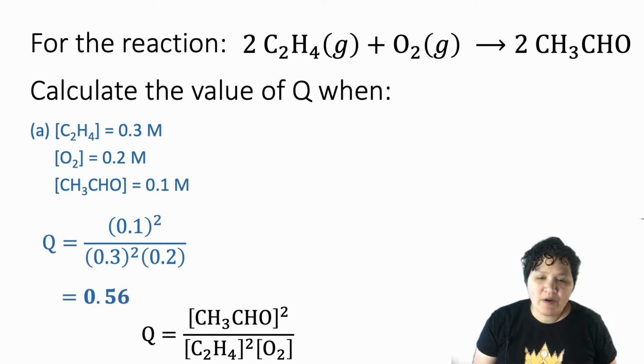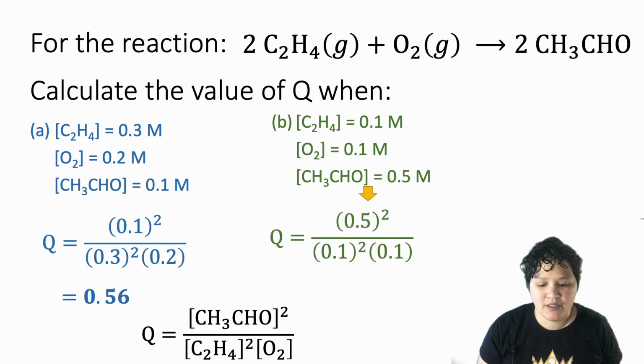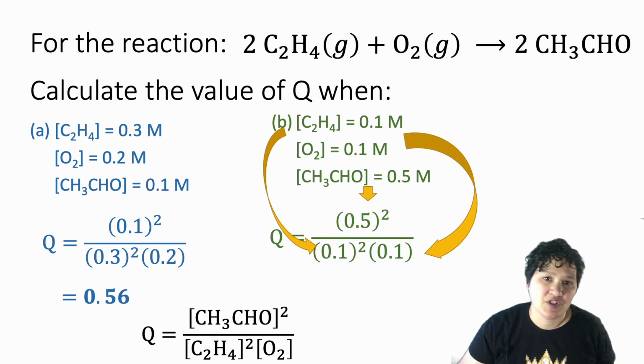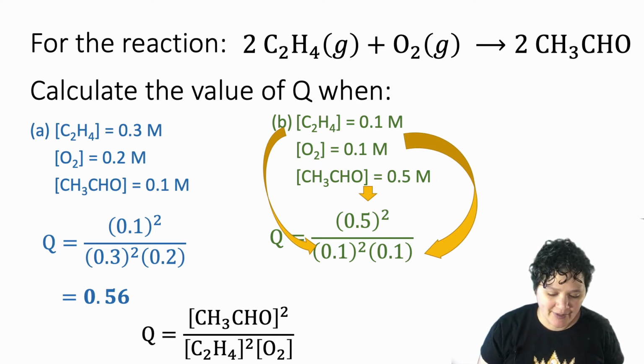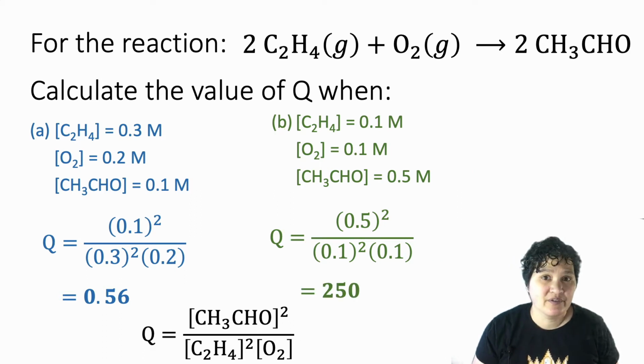Now, what would happen if we had different concentrations? Well, it's really easy to throw up an example of a situation with different concentrations. So let's just plug those in. Again, we're going to plug in the number for acetaldehyde, 0.5 squared on top, and then the concentrations of the other two, which are both 0.1. So one of those will be 0.1 squared, the other one will just be 0.1. Those are going to go in the denominator. So we plug that into the calculator then, and we get 250.